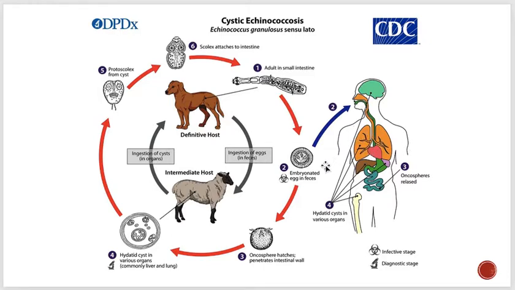So you can see over here the definitive host, which is a dog, and the intermediate host, which is sheep and cattle. And man is basically an accidental host, or you can say an accidental intermediate host.